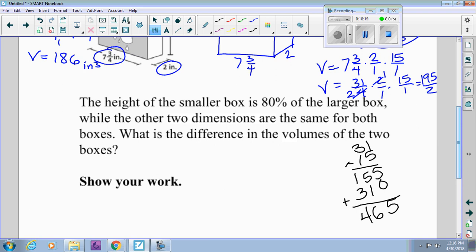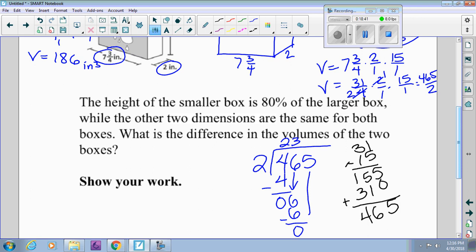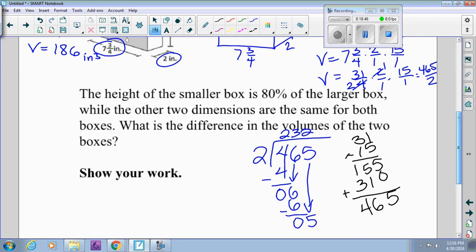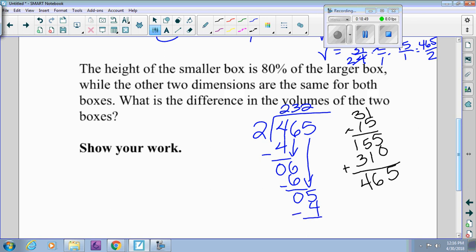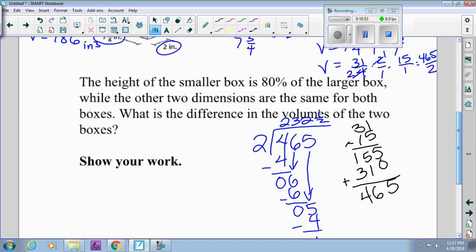All right, so 465 divided by 2. 465 divided by 2. 465. There we go. That's what happens when I hurry. Let this be a lesson to you, children. Subtraction is 1. So there we go. That one's actually bigger. So 232 1/2.